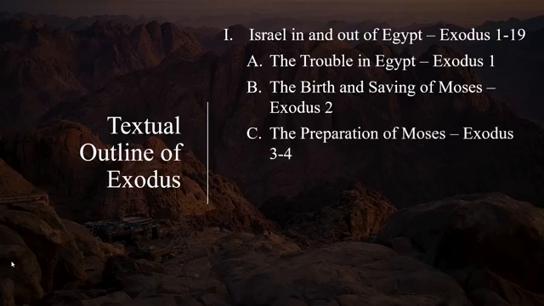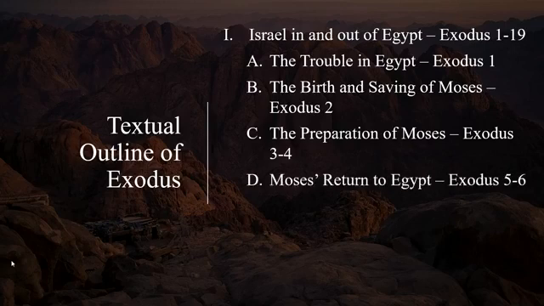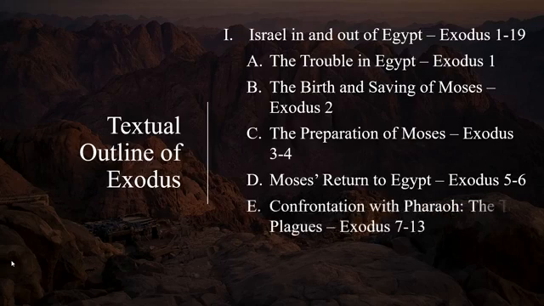We know this story. In chapters 3 and 4, we see the preparation of Moses to become the leader of the people. Remember, he becomes a shepherd, out in the wilderness. God calls him from the burning bush. God instructs him on what he is going to be doing, and God gives him the signs that he is going to need to perform before Pharaoh to ultimately convince him to allow the people to leave. In chapters 5 and 6, we see Moses and Aaron's return to Egypt.